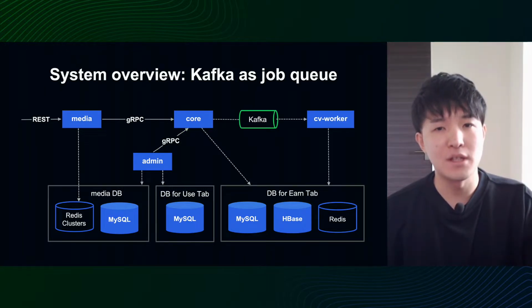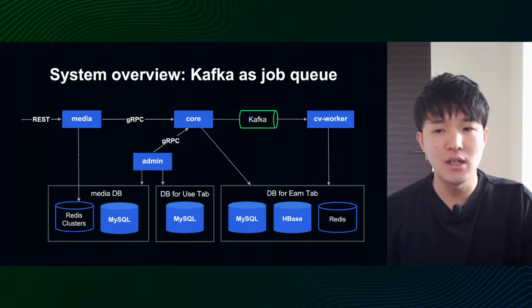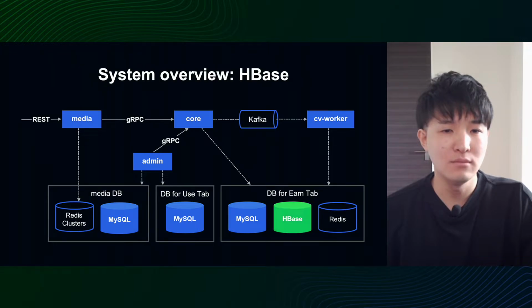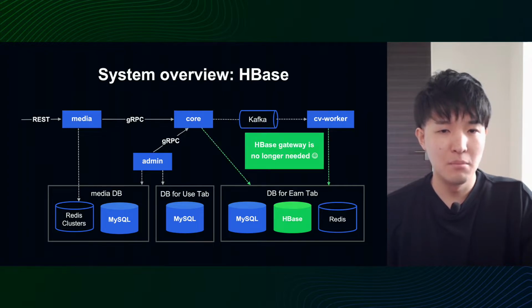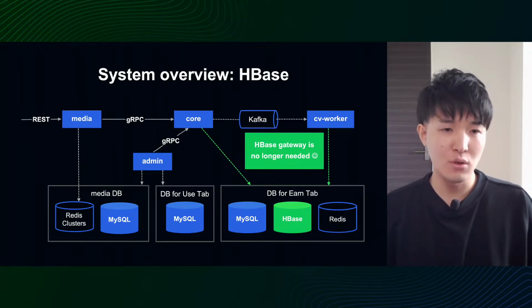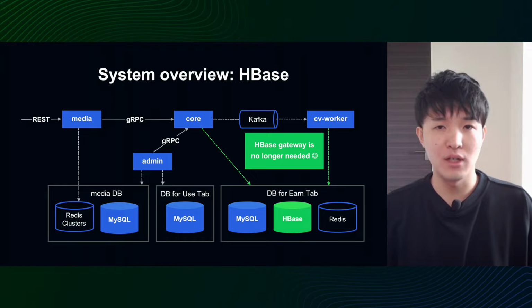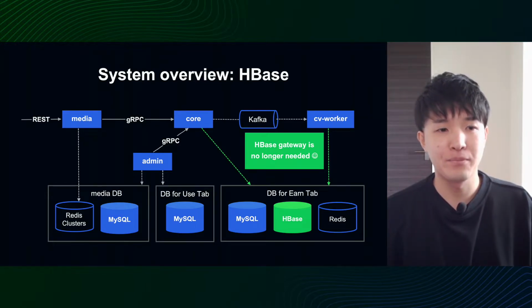Next, we introduce Kafka as a job queue. In the Perl days, we used MySQL. This gave us better scalability and also allowed us to add another consumer to do different processing. I will talk about HBase. The HBase gateway application that we used in the Perl days is no longer needed and the management cost has been reduced. HBase can now be operated directly from applications such as Core and CV Worker.